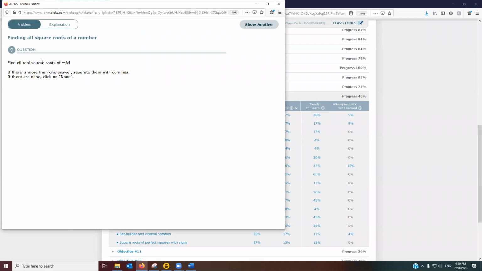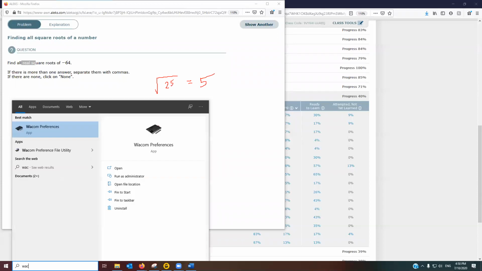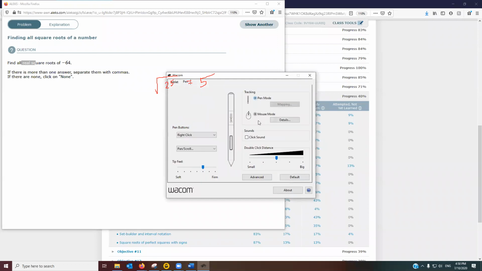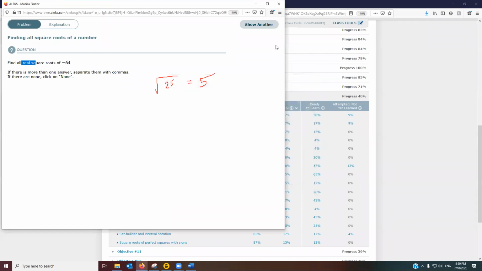Notice this says find all the square roots of -64, and it says all real square roots. Now, let me remind you of square roots. If we say the square root of 25, it's asking me what number times itself equals 25. Well, that answer is 5. A square root function is the inverse, or the opposite, of squaring, because I know that 5 squared is 25.